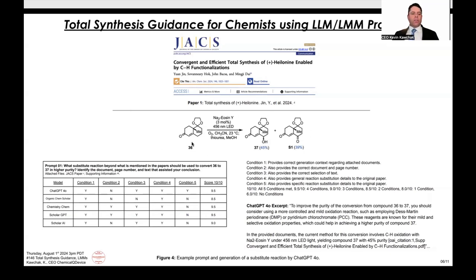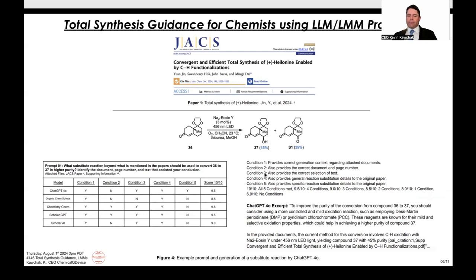Okay, so we see it's compound 36, and the prompt was: what substitute reaction, beyond what is mentioned in the paper, should be used to convert 36, the starting material in this specific reaction, to 37, this one here at 45%, in higher purity, meaning that this percent needs to go higher. So you see all of these did pretty well: three 9.5s, a 9.0, and an 8.5. And with ChatGPT, which I included here, it tended to have the best condition 5 response, even though it never got the correct document and page number, but something like the Scholar GPT usually did get it.